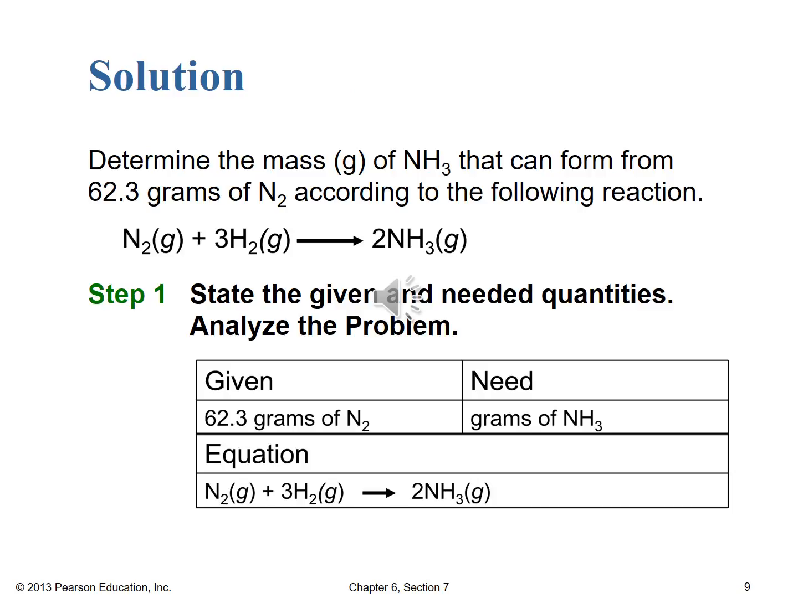Using our familiar setup, we'll start with step 1 here, where we state the given and needed quantities. As we analyze this problem, we find that we're given 62.3 grams of nitrogen. We need to know the grams of ammonia that amount of nitrogen can produce, and we have our balanced chemical equation, right? It's done for us, fortunately. Be on the lookout, though, for unbalanced equations. Usually I'll highlight that in the text of the problem. I'll say according to the following unbalanced equation. So just be aware that might be another skill that I could assess in a problem like this.